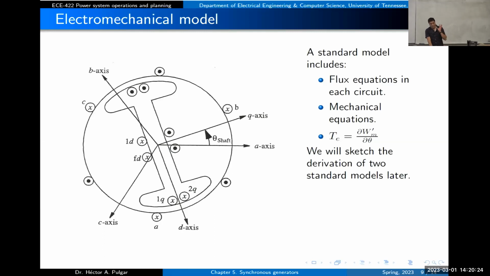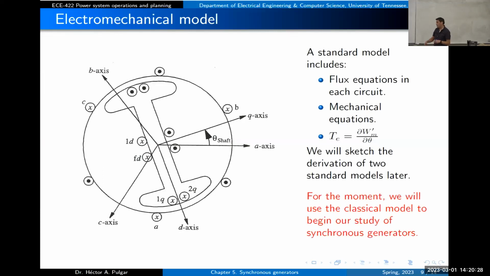Because we're trying to get a good understanding of the machine, we will use what we call the classical model. This classical model is not too hard to derive, and that will help us understand the basic motion of the machine and how that is related to the electrical power grid. Yeah, so we will use that.